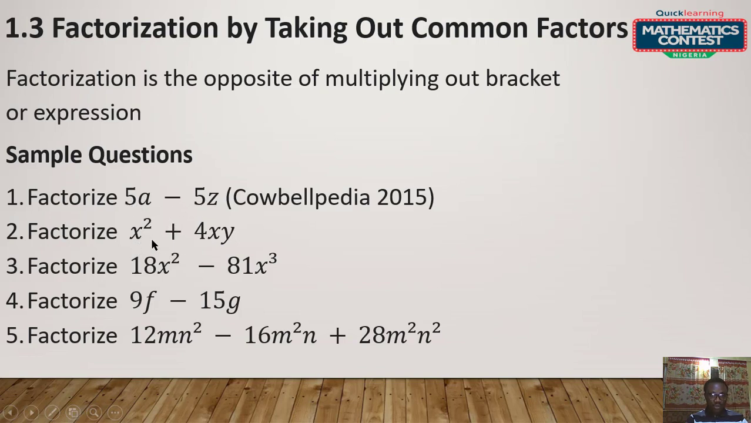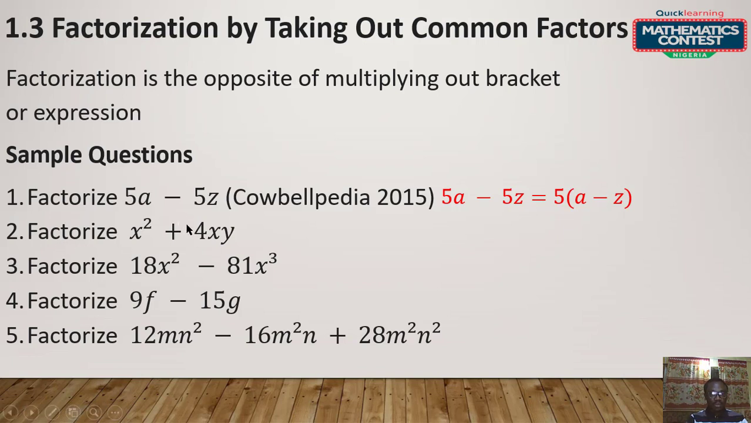This is also a term, this is a term, this is a term. Like this question number 5 has 3 terms. So from these 2 terms, you look at the terms, you now pull out the highest common factor. For the first one, the highest common factor of 5a and 5z is 5. 5 is common to both terms. So I'll pull 5 out. When I pull 5 out, what actually remains is a and z. So this gives me 5 into the bracket a minus z. So we use the concept of highest common factor to factorize algebraic expressions.